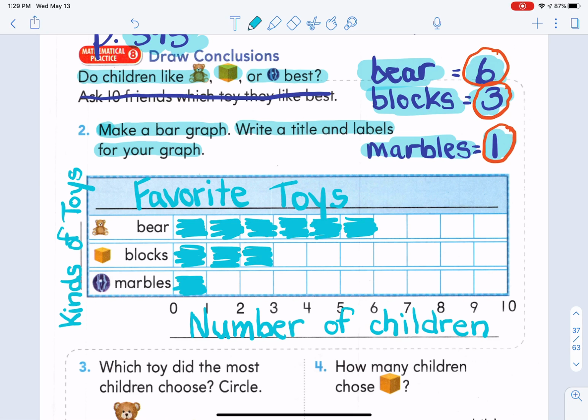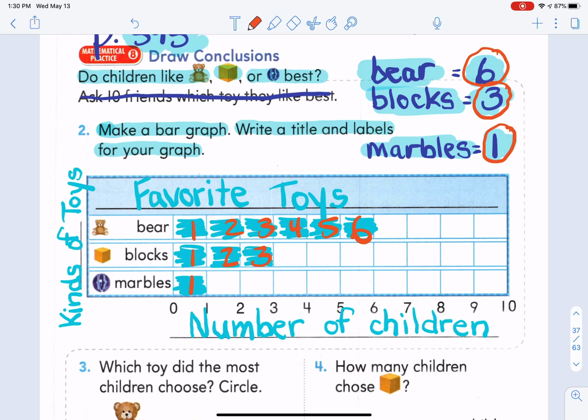All right, boys and girls, did you finish this bar graph? Take a look at my bar graph. Yours should look a lot like mine. For the number of bears, we should have 1, 2, 3, 4, 5, 6. For the number of blocks, 1, 2, 3. And the number of marbles, 1.